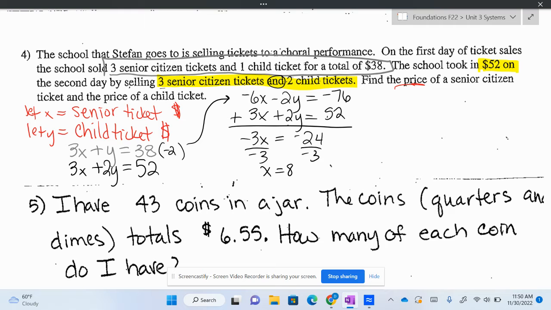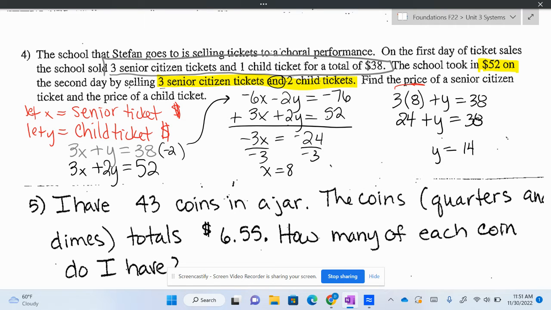Do you want to plug that into the first equation or the second? The first. So 3 times 8, because that's what x is, plus y equals 38. Let's see, 3 times 8 is? So 24 plus y equals 38. Are any of you guys thinking like 24 plus what number is 38? Are any of you doing that in your brain? Okay. All right. So subtract 24 from both sides, and I find out that y equals 14.